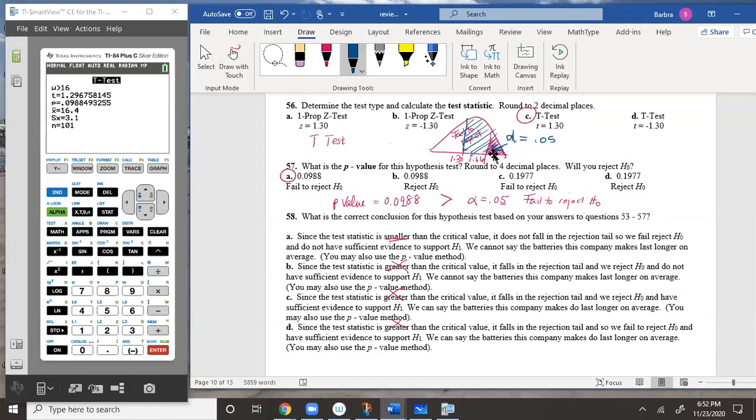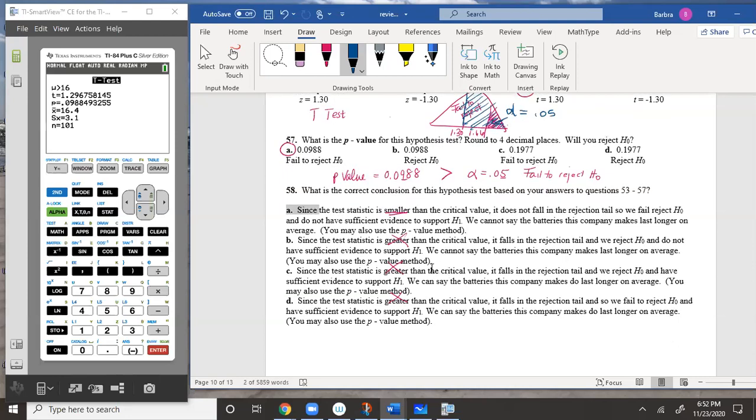So we fail to reject the null, and we do not have evidence to support the claim. So we can't say the batteries last longer on average. And you can also use a p-value method. They put this in parentheses, right? But they were asking us specifically to use the traditional method here. All right. So the answer is A.